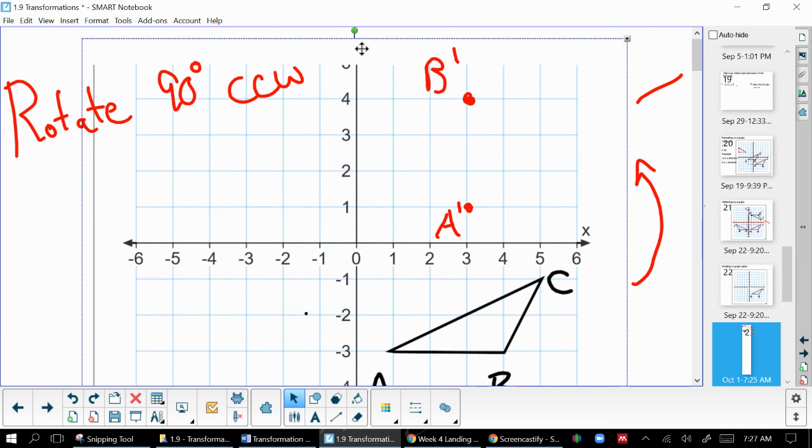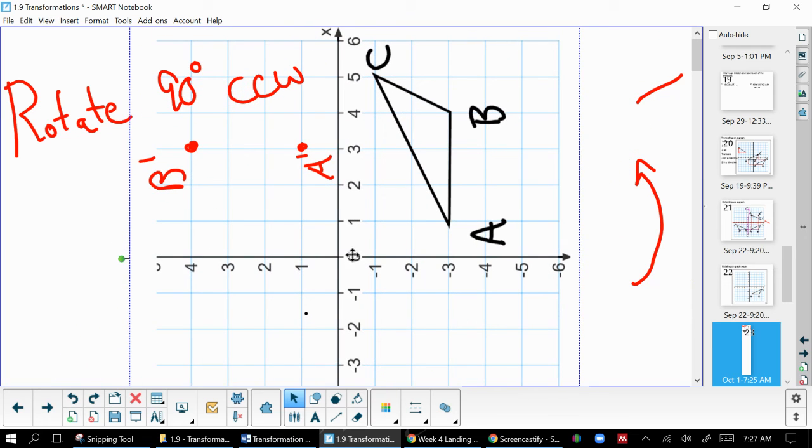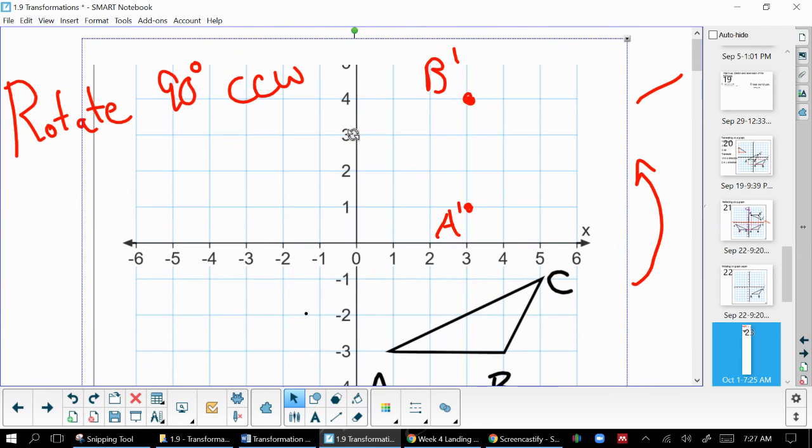And exact same deal. I'm going to rotate the page again. I'm looking at now where C is. It is 1 unit to the right and 3 units up. So we'll flip it back around. And I will go 1 unit to the right and 5 units up. And I'll put C prime right there.